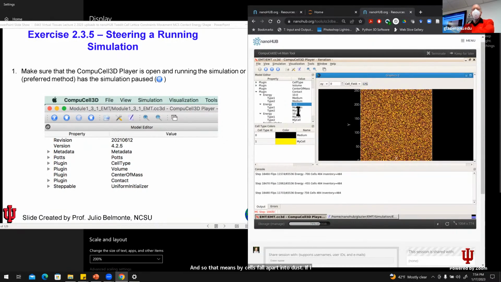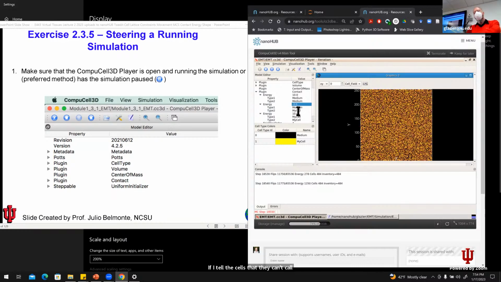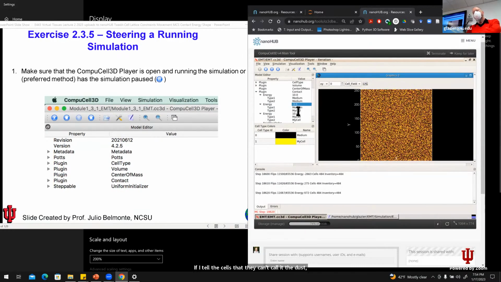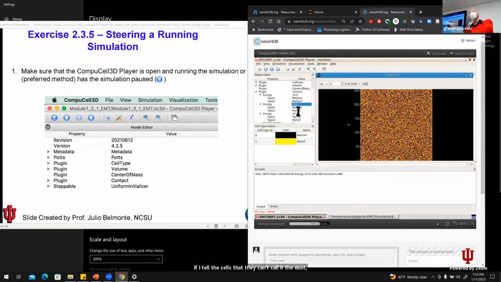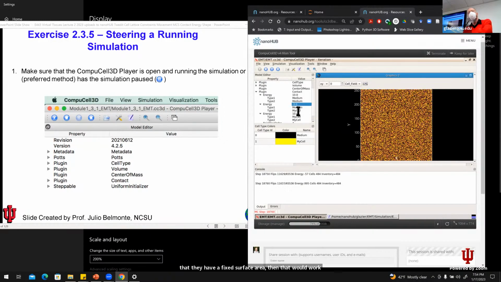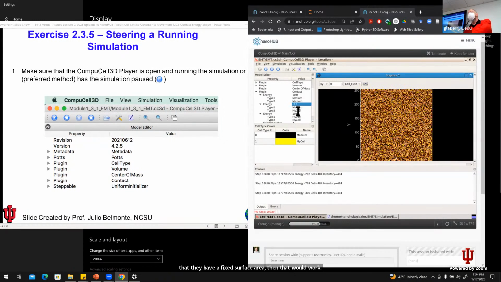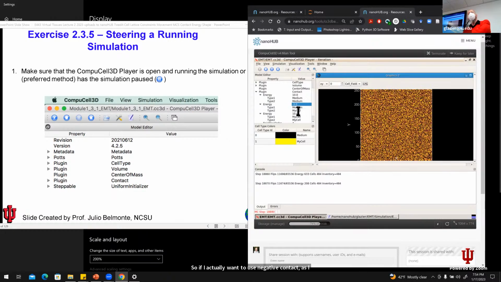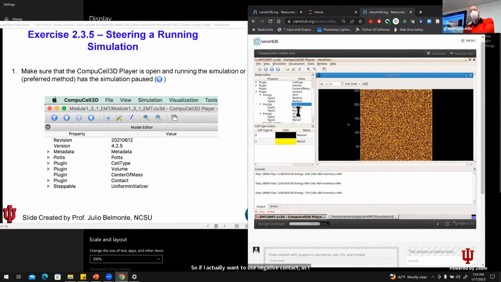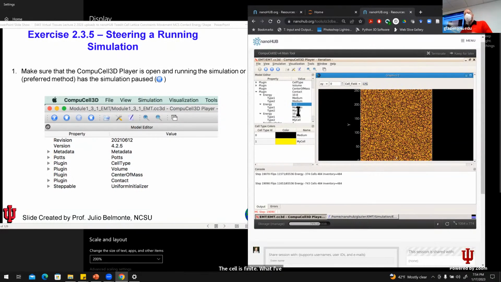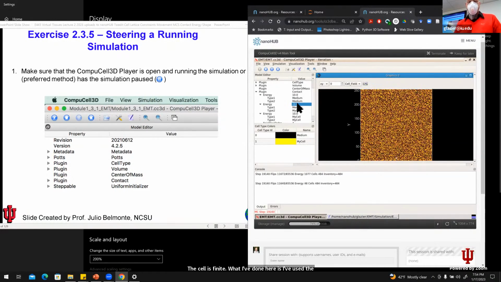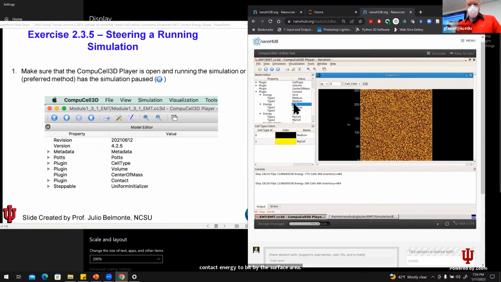If I tell the cells that they can't fall into dust, that they have a fixed surface area, then that would work. So if I actually want to use negative contact energies, I actually have to define that the membrane area of the cell is finite. What I've done here is I've used the contact energy to minimize the surface area of the cell and its configuration at the same time. That's why that doesn't work.